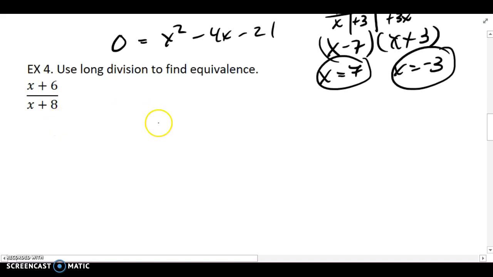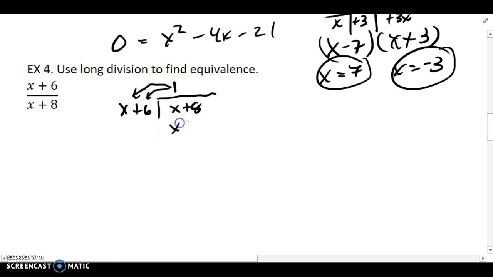Okay, so the number on the bottom goes in your box, and the number on top goes up here. Then you're going to match these here. You've got to match those. So what times x gives me x? It's 1. That's going to go there, so we match those. Then we take this number and distribute it.